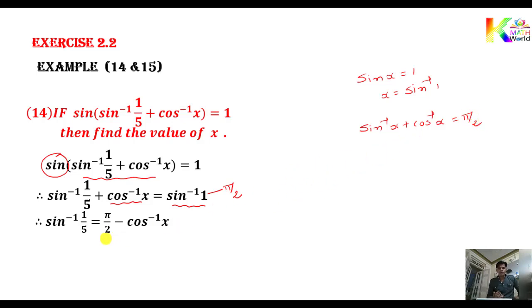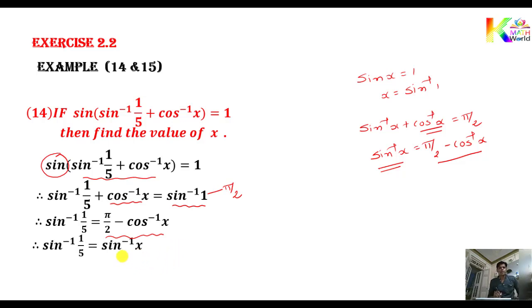So here you have pi by 2 minus cos inverse x. Taking cos inverse x on that side, what do we get? Sine inverse x equals pi by 2 minus cos inverse x. So pi by 2 minus cos inverse x can be written as sine inverse x. Replacing that value, we get sine inverse 1 by 5 equals sine inverse x.